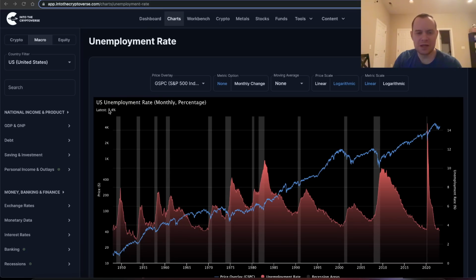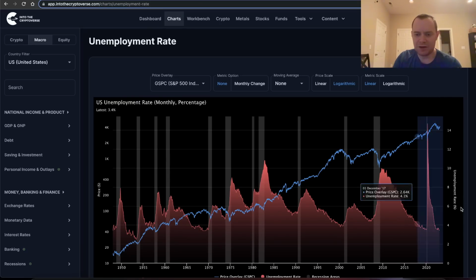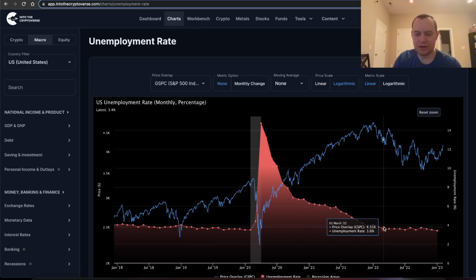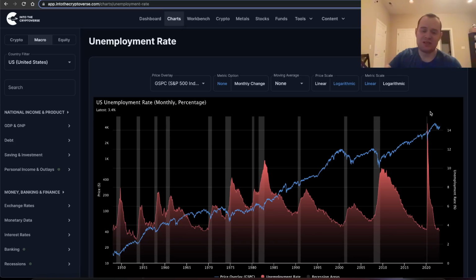3.4% marks a new secular low for this cycle. Go take a look at where the unemployment rate has been. Really, it's been between 3.5 to 3.7% for basically the last year. And now we're all the way down to 3.4%. To find the unemployment rate as low as 3.4%, you'd have to go all the way back to 1969 to see it that low. Okay?